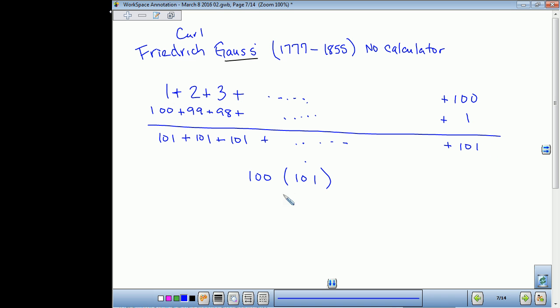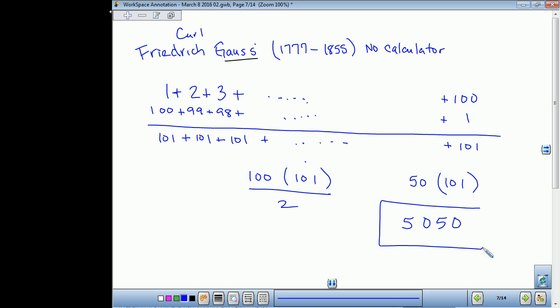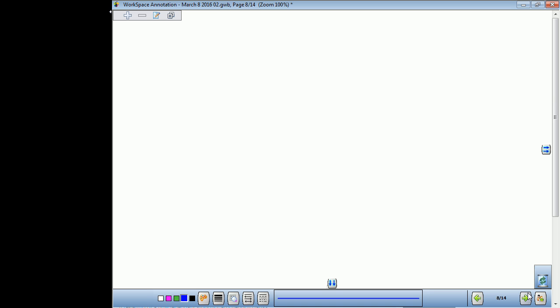He did it twice. So what he did was he divided it by 2. So when you do 50 times 101, you have 5 times 1, 5 times 0, 5 times 1. 50, 50. So you just take half the amount of numbers in the sequence. Pretty cool, huh? Will this be on the test? Yes.